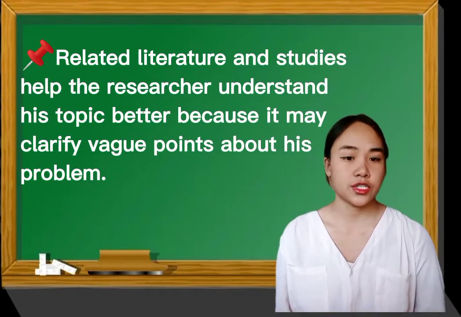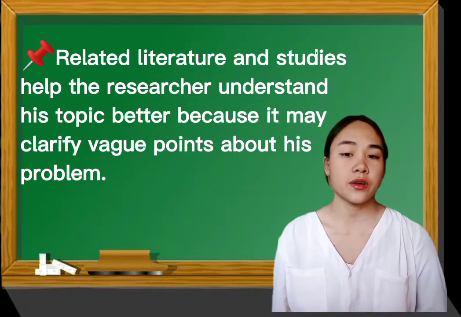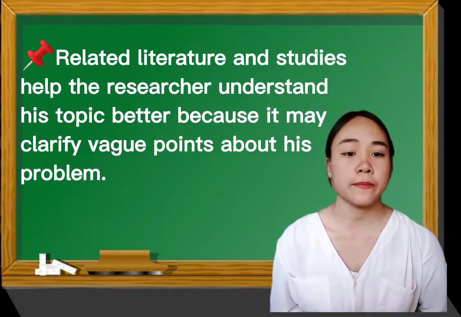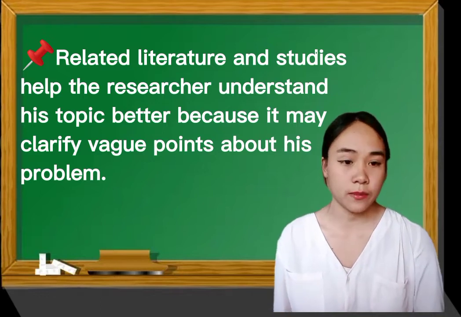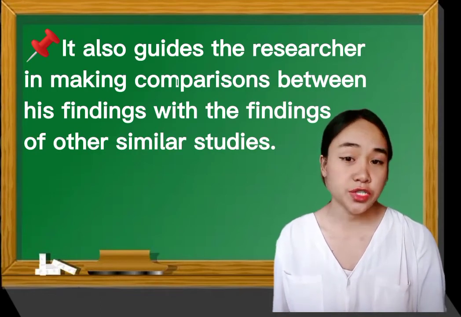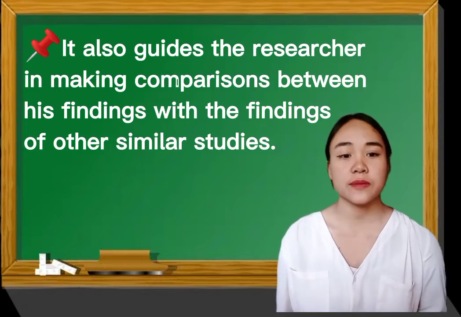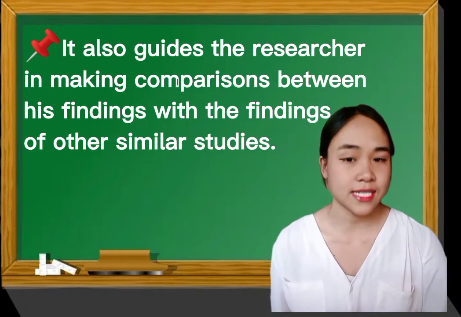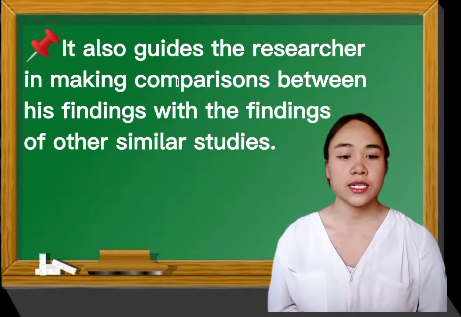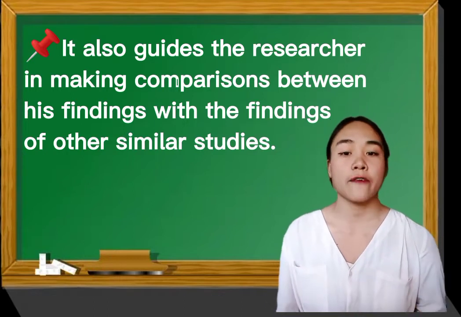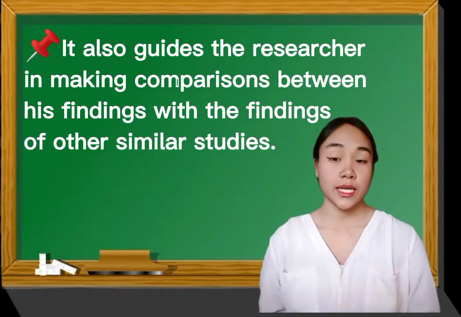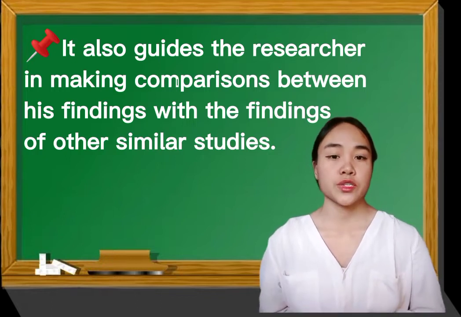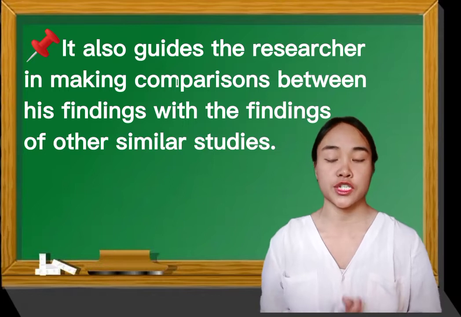Related literature and studies help the researcher understand his topic better because it may clarify big points about his problem. It also guides the researcher in making comparisons between his findings and the findings of other similar studies. So it is necessary that the related materials should have true value. It is understood that related literature helps the researcher to build their knowledge in their research studies.